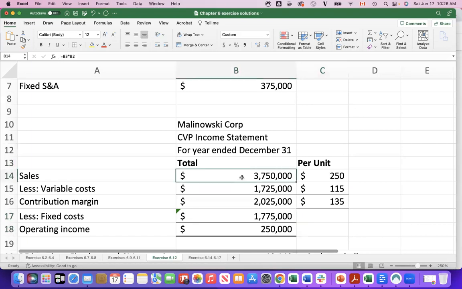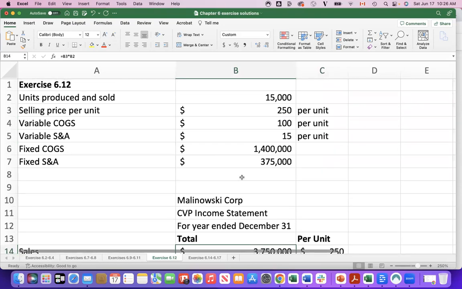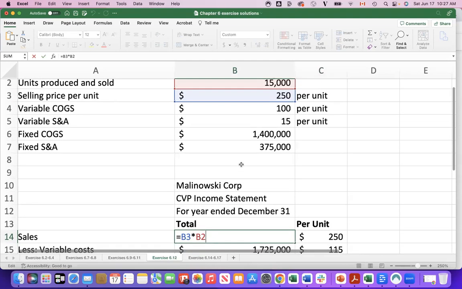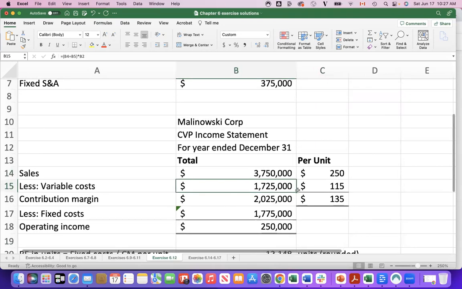So we start with sales. Total sales was, we sold 15,000 units at $250 a piece. So if you multiply the two, you get $3.75 million in sales. On a per unit basis, it's just the sales price of $250. Then we subtract out our variable costs. So that's both variable cost of goods sold and variable selling and administrative costs.